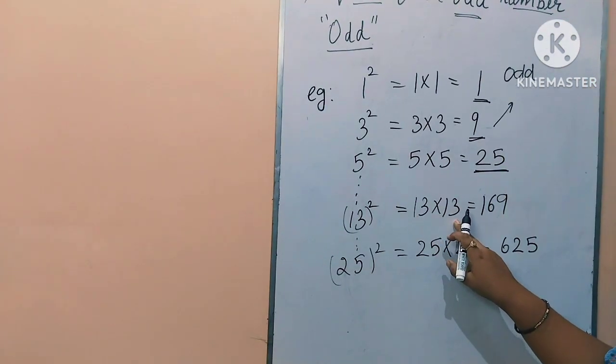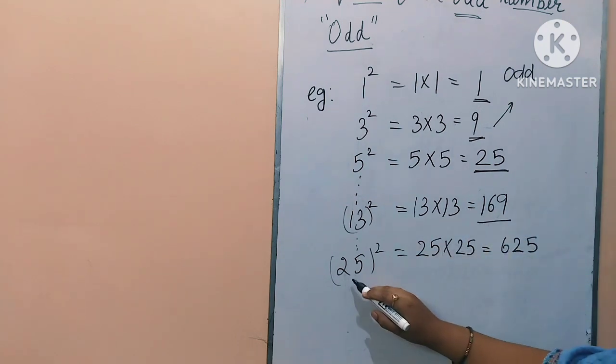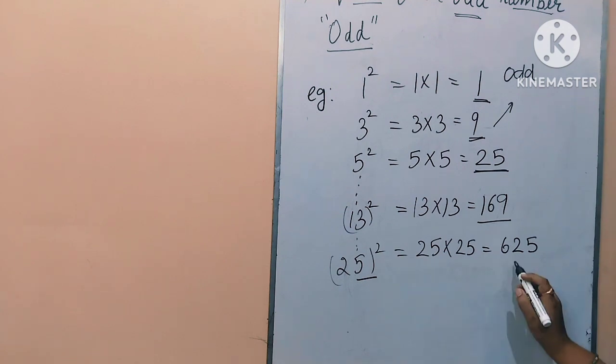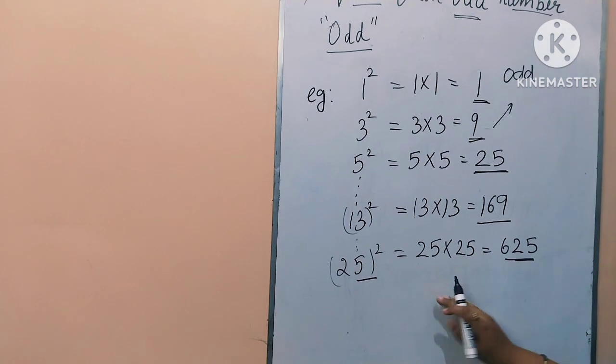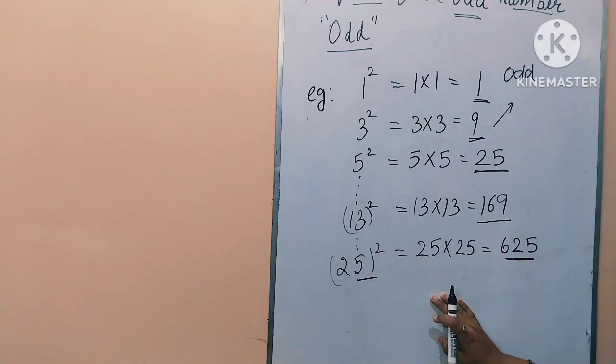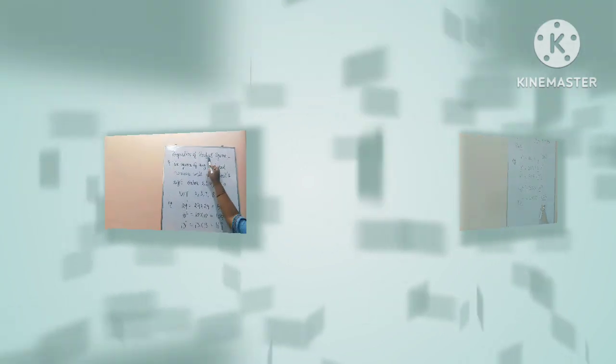Similarly, if I take the example 13, the square of 13 is 169, and for the number 25, the square is 625 which is again odd. No matter how big the number is, if it is odd, the square will be odd.